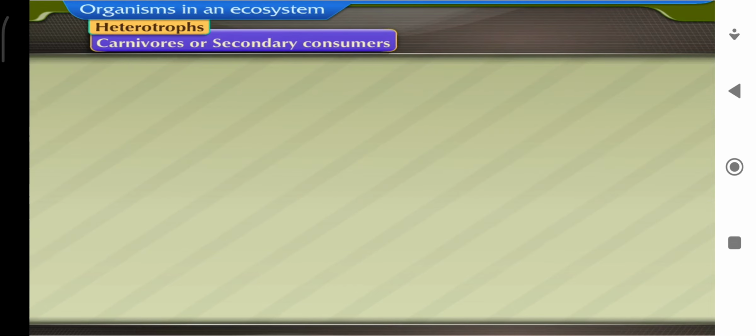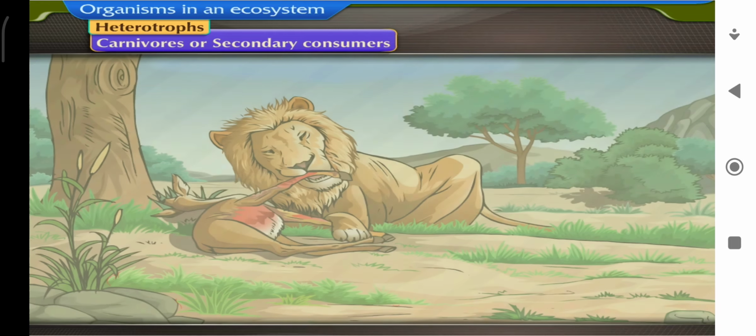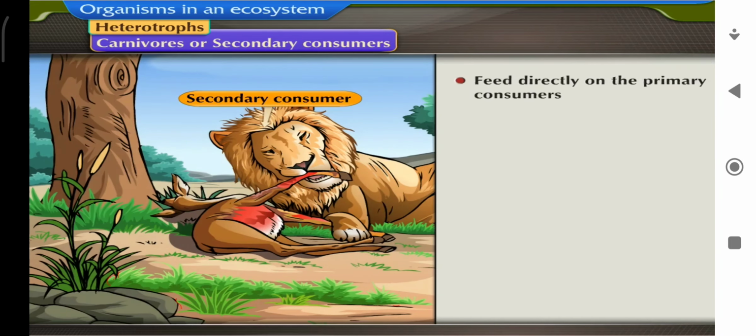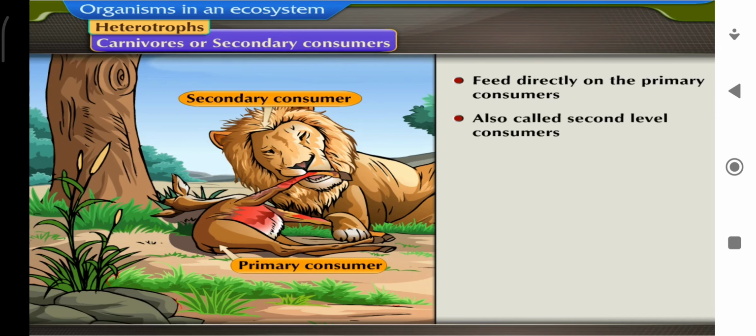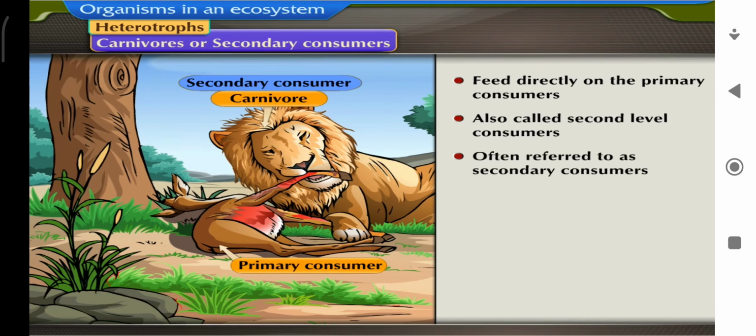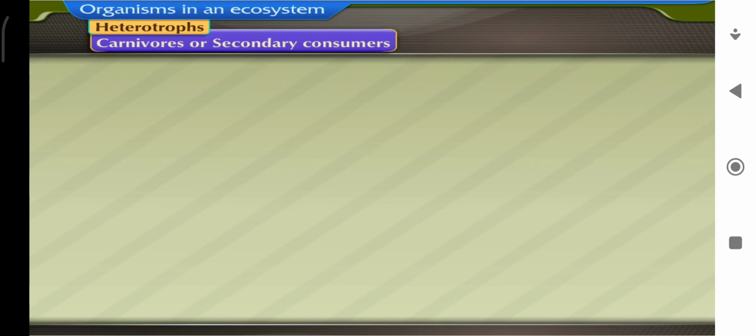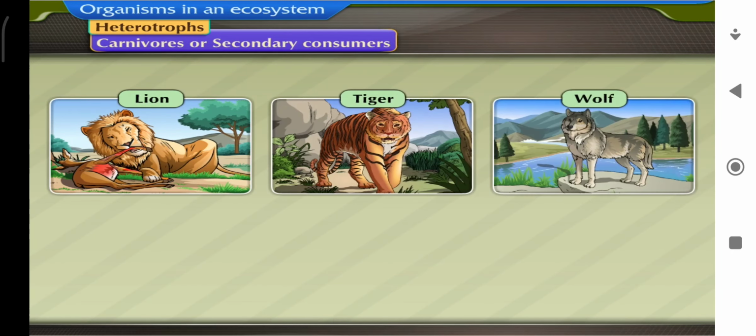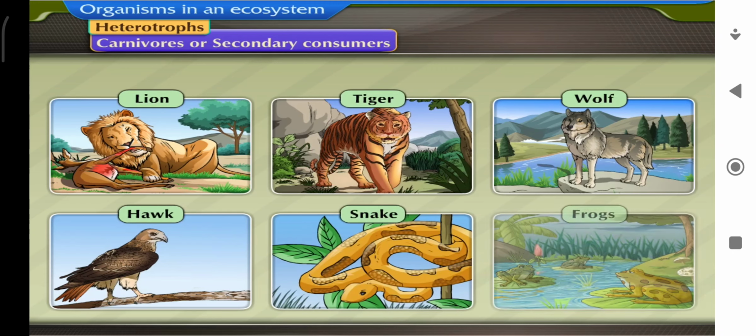Carnivores or secondary consumers. Secondary consumers are the consumers that feed directly on the primary consumers. Secondary consumers are also called second-level consumers. Carnivores are often referred to as secondary consumers. Carnivores are the animals that eat other animals as their food. Lion, tiger, wolf, hawk, snakes, and frogs are all carnivores.